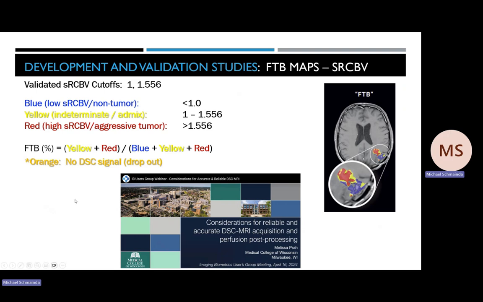A fourth class map that I want to highlight is this orange area. The orange areas within our FTB maps identify areas where no DSC signal was present to compute, and thus the tissue status is unknown. This is a known issue with susceptibility weighted imaging, and it's not reflective of our software by any means. But if you include those orange areas in FTB totals, it could cause inaccurate measurements. So to address this issue of signal dropout, we identify them, but we don't include them in the FTB calculations.